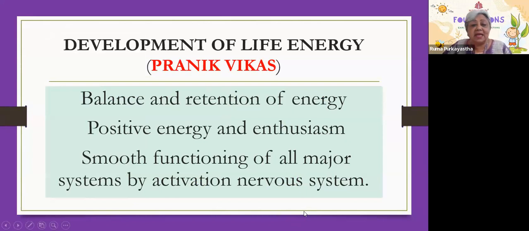Now, balance and retention of energy. How enthusiastic am I? Do I have positive energy or do I have negative energy? I always have both. There'll always be negative energy in my life. There'll always be positive energy in my life. But I have to strive to have more positive energy in my life.